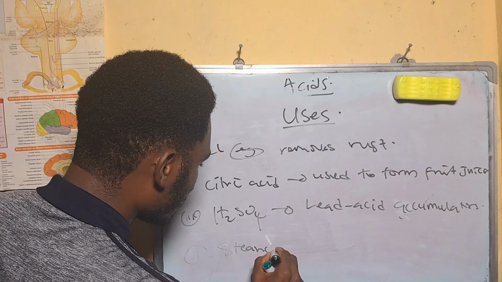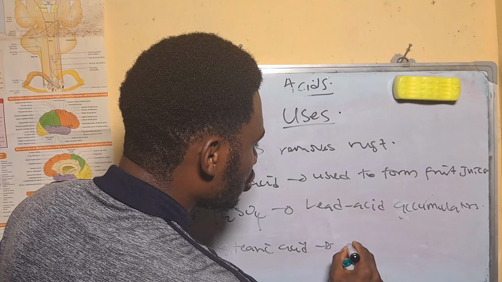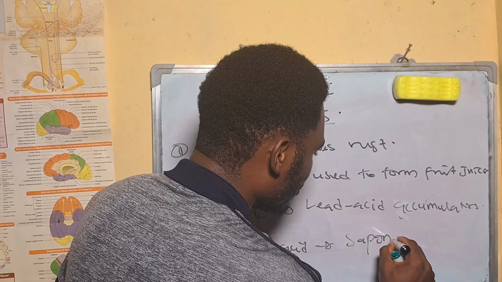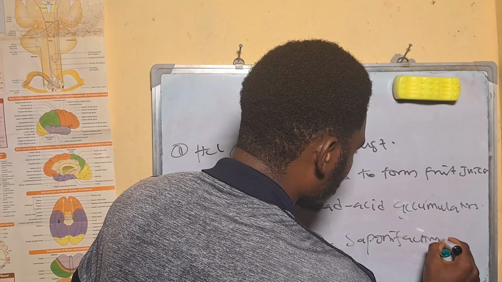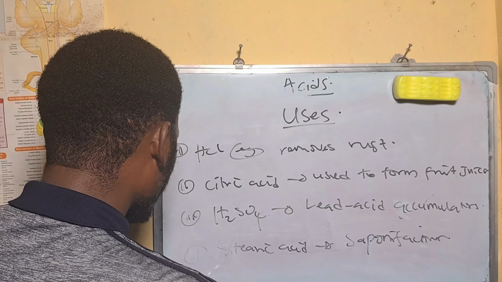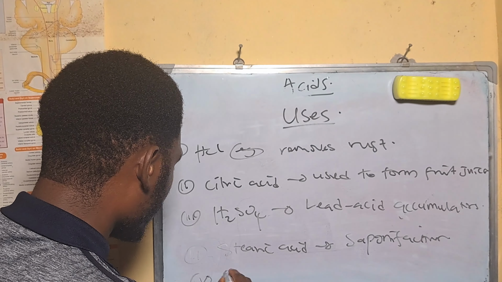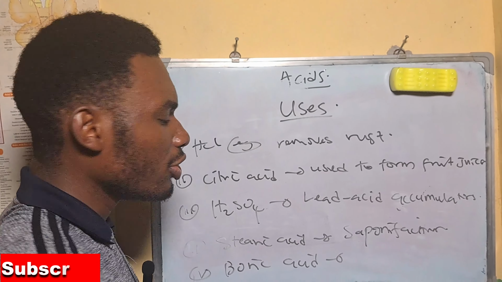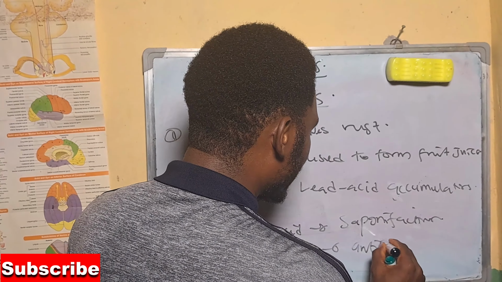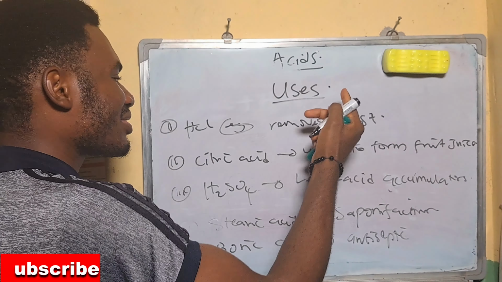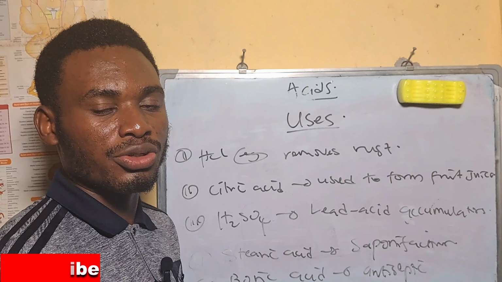Stearic acid is used to form soap. That's saponification. Saponification. Okay, when you use acid to form soaps. Nice. Also, you can use boric acid. Boric acid, okay, to form mild antiseptic in some industries. Okay, so these are some salient uses of acid that you get to use in the society.